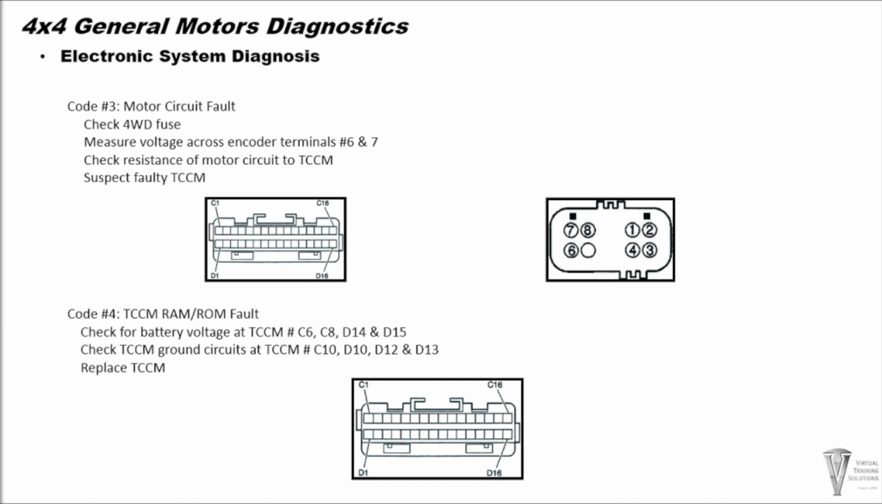For code number 4, Transfer Case Control Module RAM or ROM failure, if this code resets again, we need to check the power and grounds at Transfer Case Control Module terminals number C6, C8, D14, and D15. Check the ground circuits at terminals number C10, D10, D12, and D13. If the transfer case control module power and ground circuits are okay, it would be recommended to replace the transfer case control module.